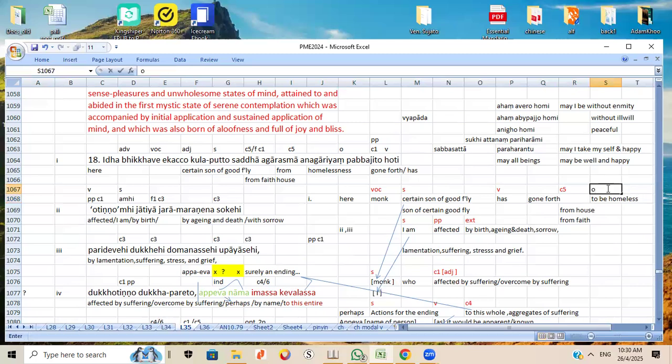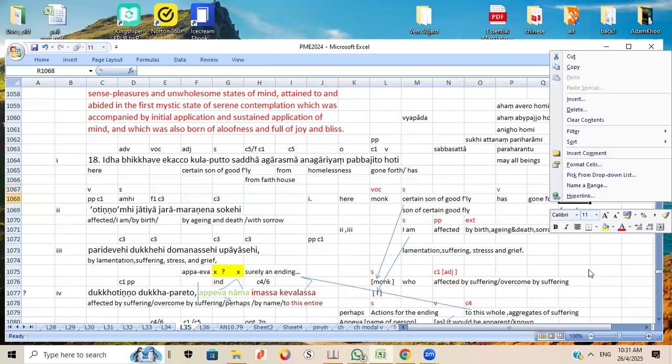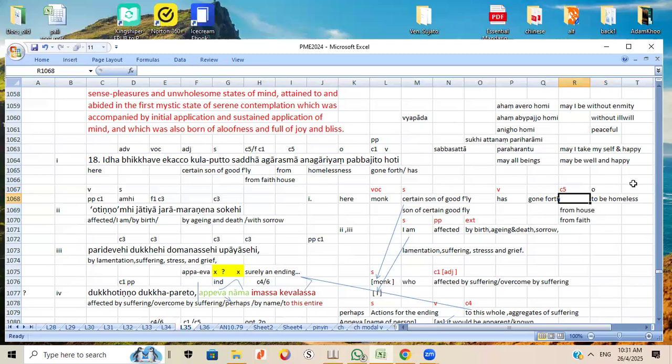All right. Then can you see agara? This is ablative, from home or from house. This is from faith. We cannot say from faith, because this is from faith. That means the person who left to become a monk does so by faith. By faith. But anyway, the translation is like that. So has gone forth to be homeless. This is referred to as being a monk, from the house, from faith. That means if you have no faith, you don't do that. So from faith. This one is still a raw translation.